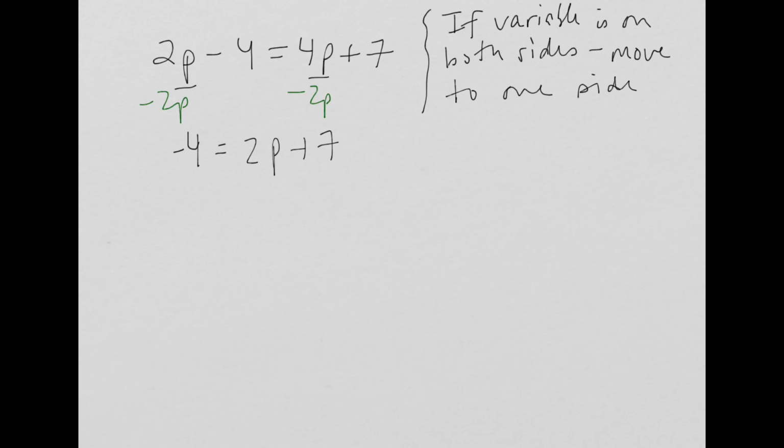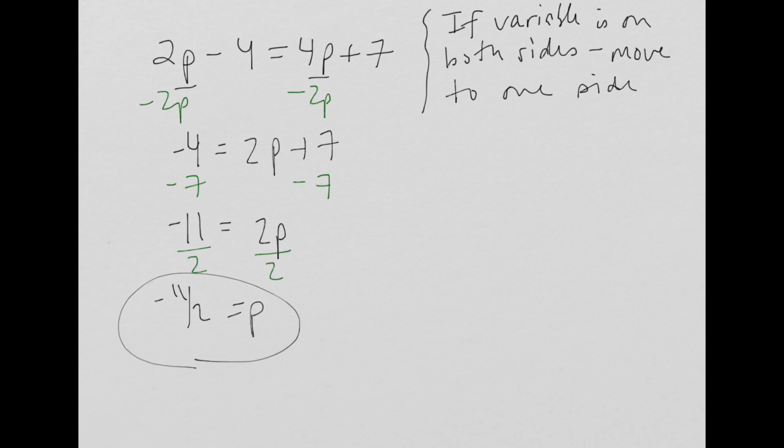And now this is an equation we've done before. You're going to subtract your 7 from both sides. So negative 4 minus 7, what is that? That gives me negative 11. And lastly, we need to divide by 2. So I'll get p over here and negative 11 halves, or negative 5.5, whatever you want to call it. And there's my p. Now again, if you have your variable on both sides, move it so that it's just on one side, and then go from there.